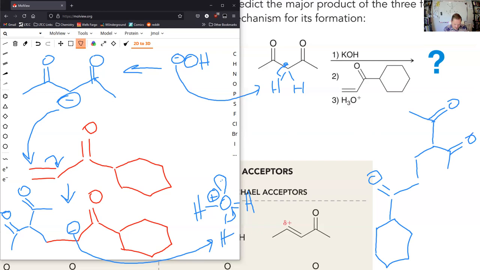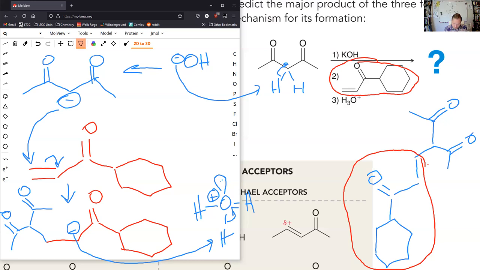And always double check that we didn't lose any carbons. So this was our Michael acceptor originally. We have all the carbons there. And that was our Michael donor originally, and we have all the carbons there.